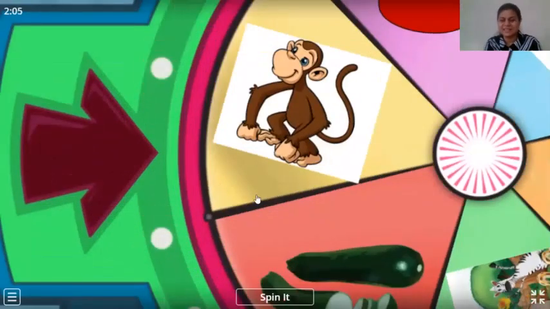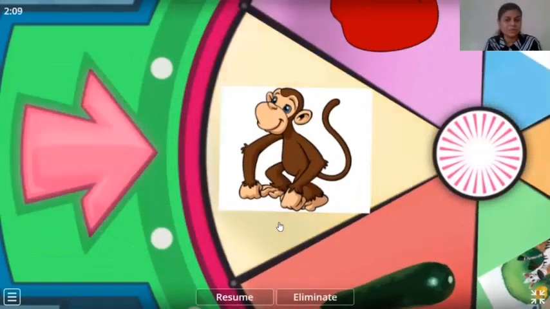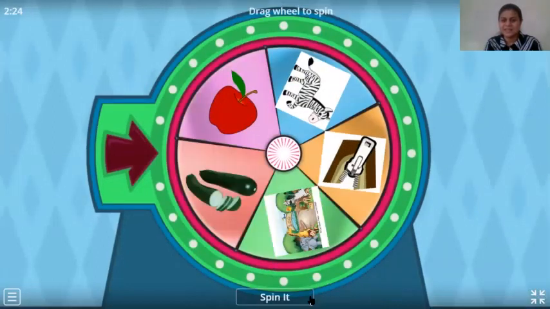Right here. This is what animal? Monkey. Z is monkey? No, it is not a letter Z picture, so we need to eliminate. Yes, so let us spin. I think we just have one picture left.